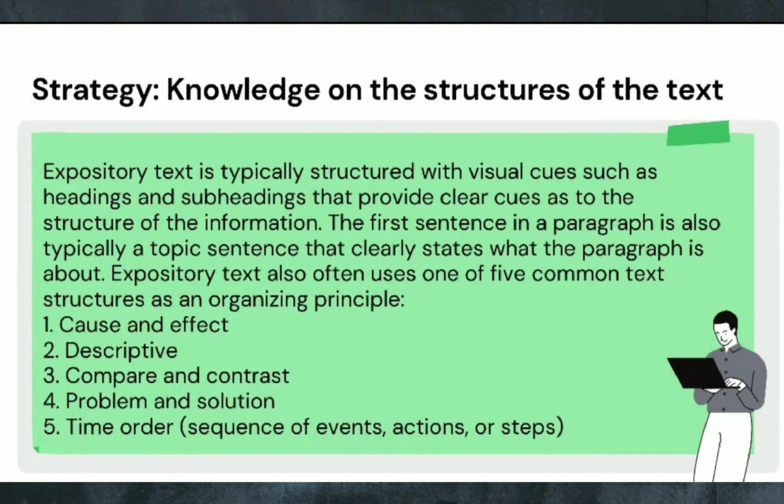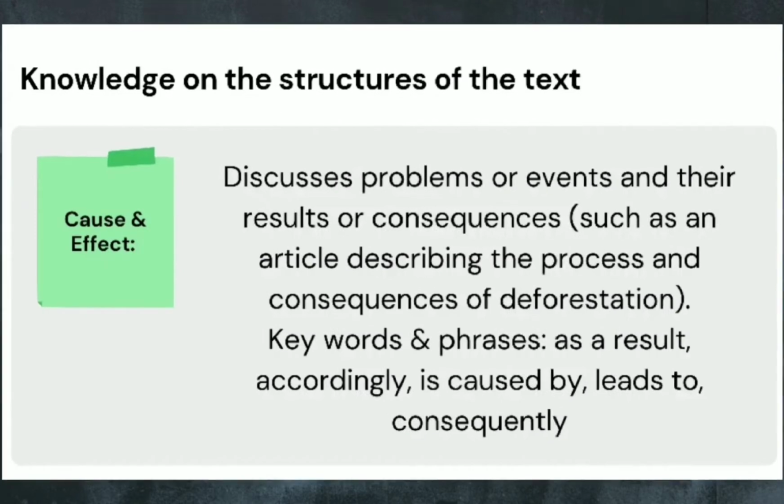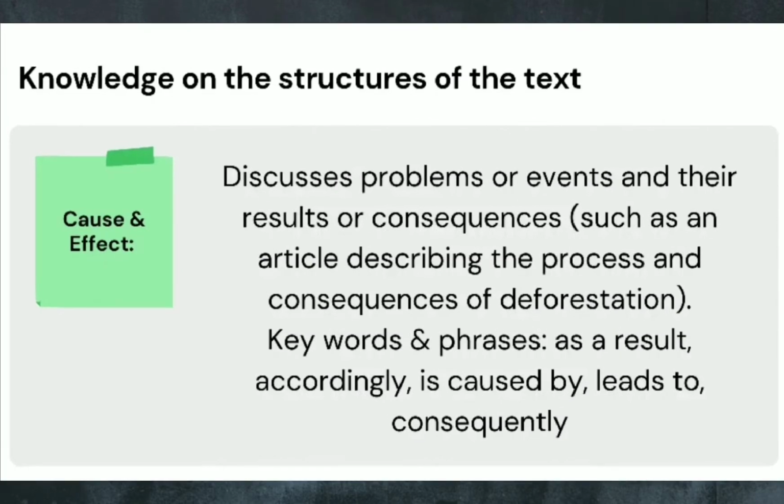These are: First, cause and effect. Second, descriptive. Third, compare and contrast. Fourth, problem and solution. Fifth, time order or sequential. Now, let us discuss each one of the 5 common types of expository text.